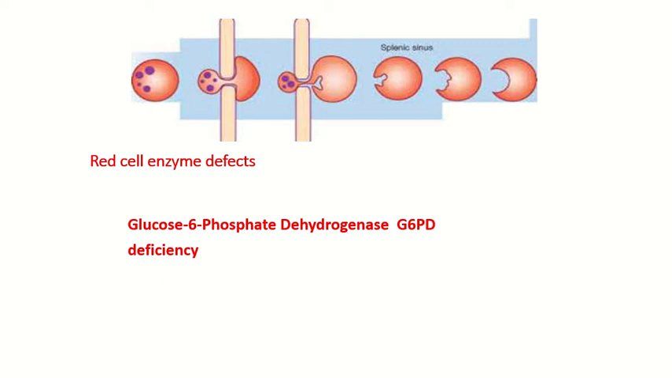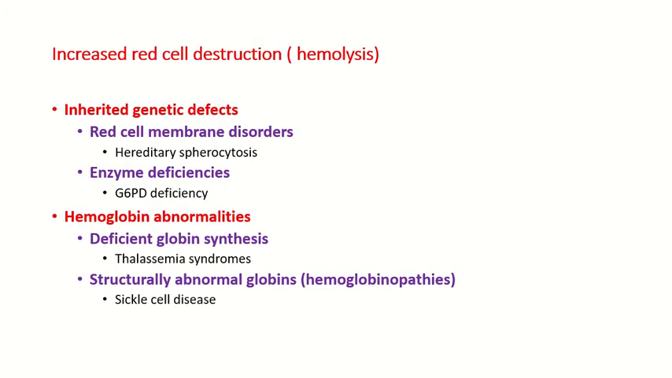Assalamu alaikum. Today our topic of discussion is red cell enzyme defects, in which we discuss glucose 6-phosphate dehydrogenase deficiency. As we are discussing hemolytic anemias, in our previous lecture we read about red cell membrane disorders, in which we discussed hereditary spherocytosis. Now there is another inherited genetic disorder, an enzyme deficiency of glucose 6-phosphate dehydrogenase.